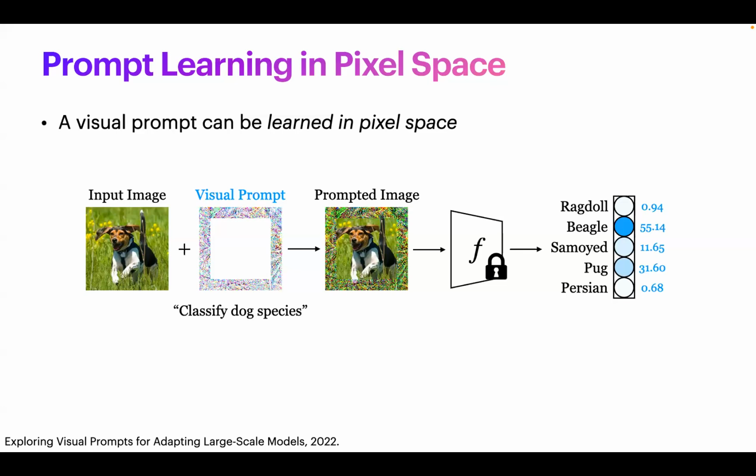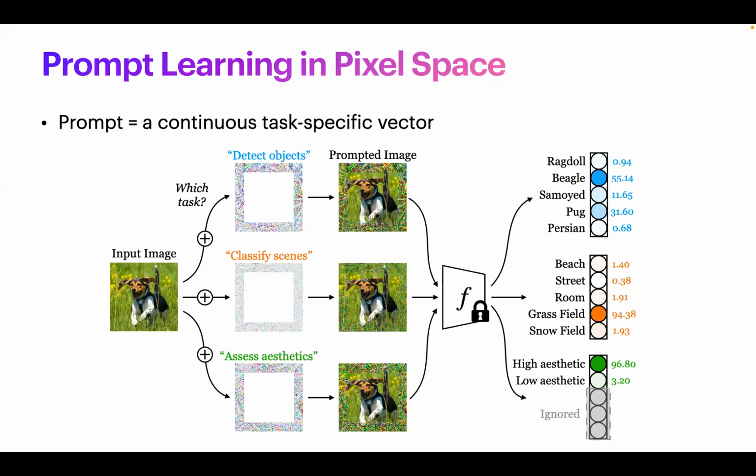So we show that a visual prompt can actually be learned in pixel space. For instance, we have this visual prompt, which looks like an input perturbation, but just by adding that input perturbation to every image, you can tell a model to classify dog species or a bunch of other tasks. So essentially, a prompt is a continuous task-specific vector. So this single prompt can be added to every image to perform the task that is provided.